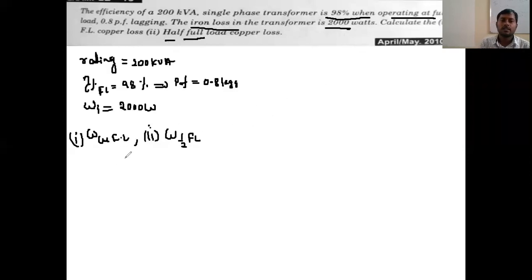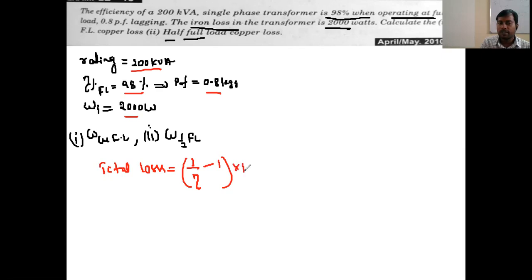So just now I discussed a formula. If you know efficiency, kVA, power factor, and one loss, you can find the other loss using this data. The total losses formula is equal to (1 by efficiency minus 1) into kVA into power factor. This is not a separate formula, this is a derived formula. Total losses are nothing but iron losses and copper losses.